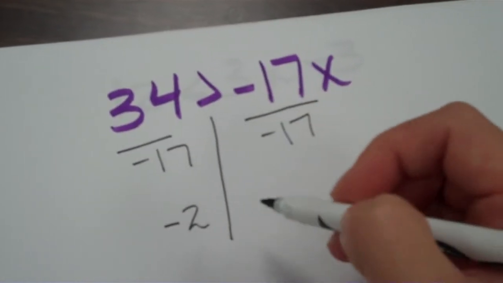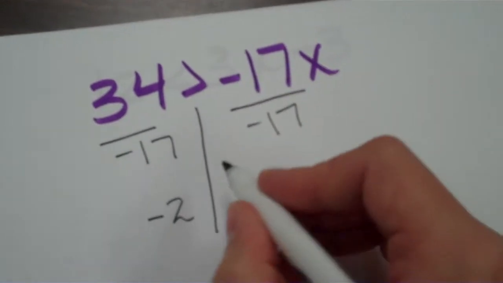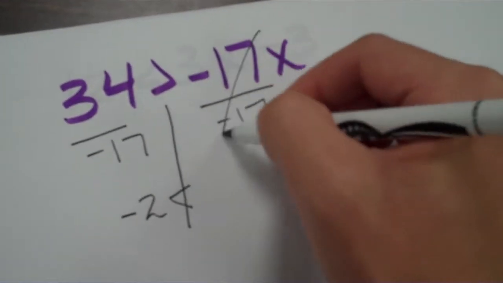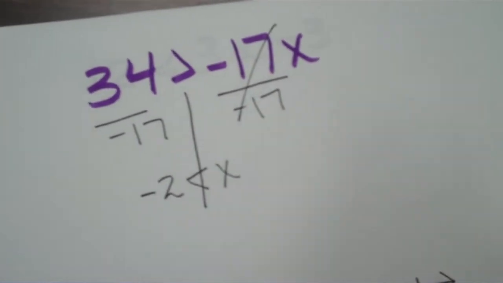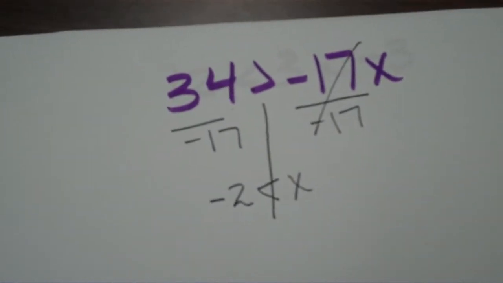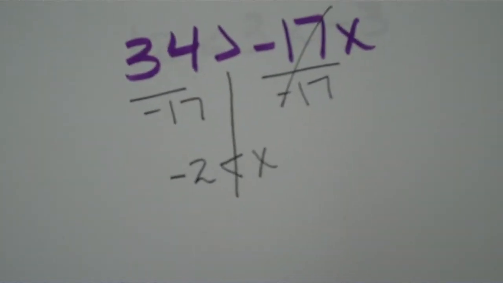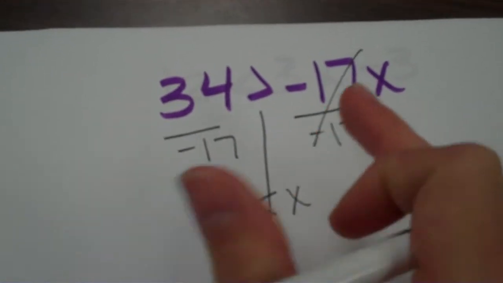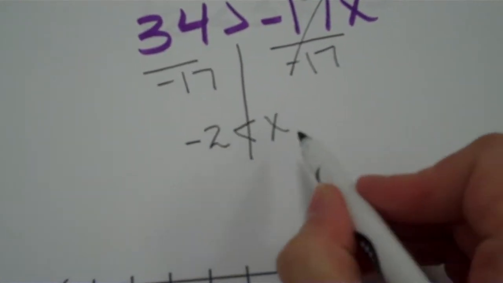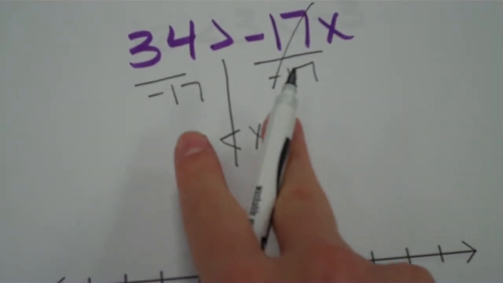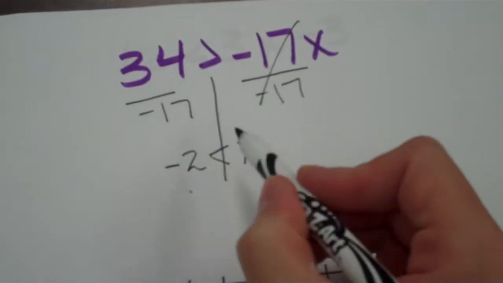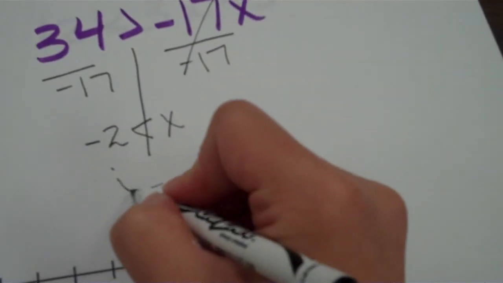Am I going to flip my sign? Yes, because best friend is negative. You're going to flip the sign. And that goes away, and X is here. Okay? So, we flip the sign because the best friend is negative, but our problem is that the X is on the right side. So here's all you're going to do, okay? You're going to basically flip this whole thing like a mirror. So the X is going to move to the left.